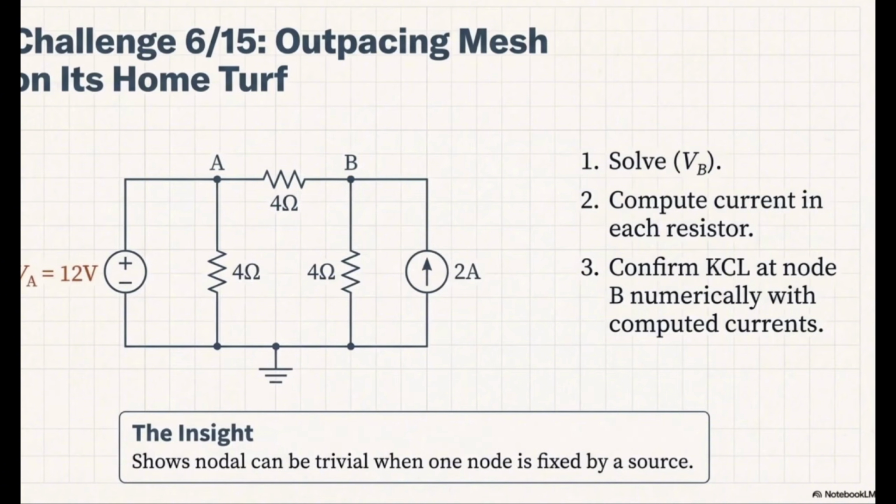So at this point, I do have another question. I have a 12 volt source, I have a 4, I have another 4, and I have a 2 amp source. So the question again is simple: try to find the voltage at VA and VB.